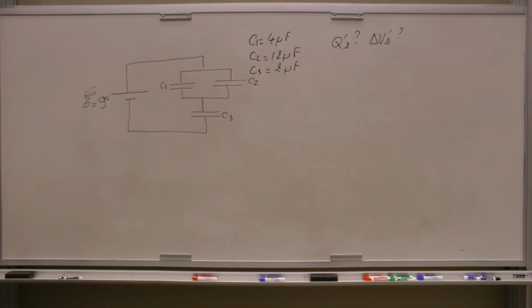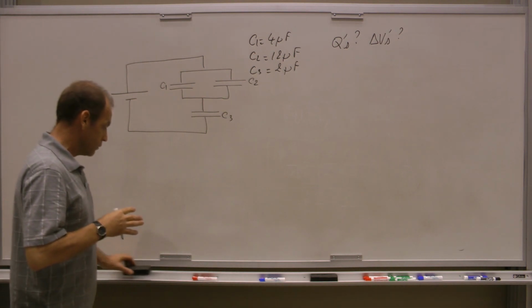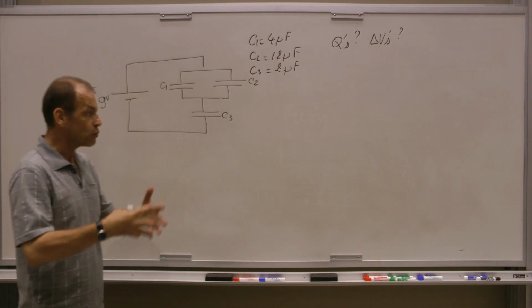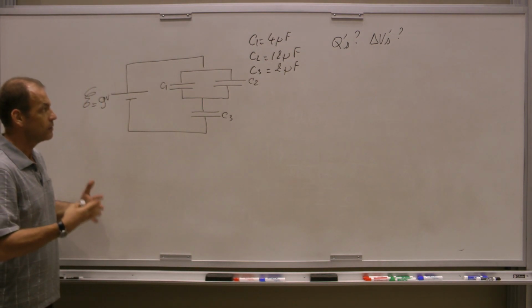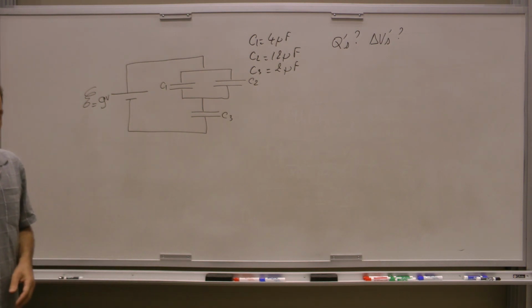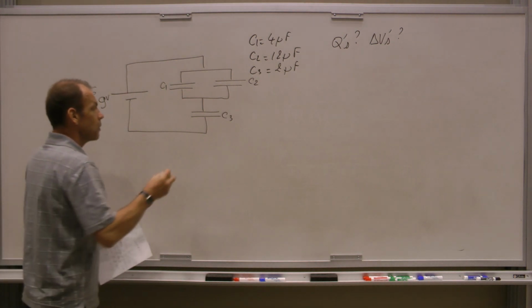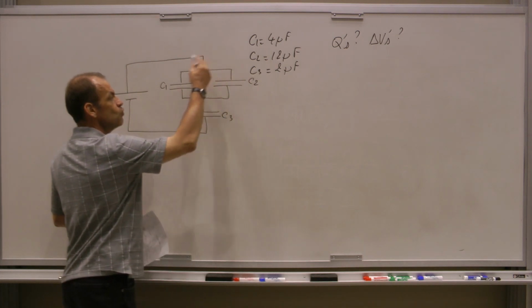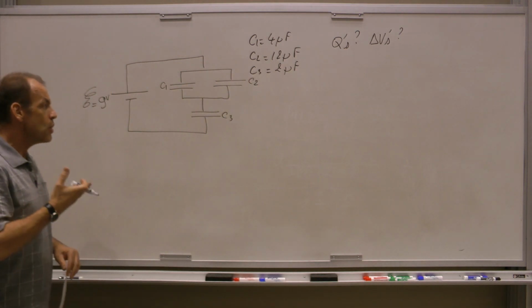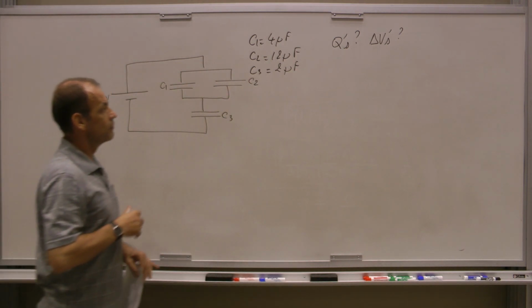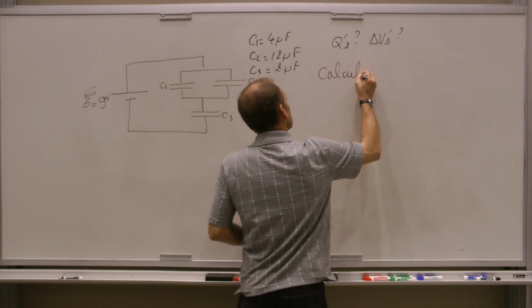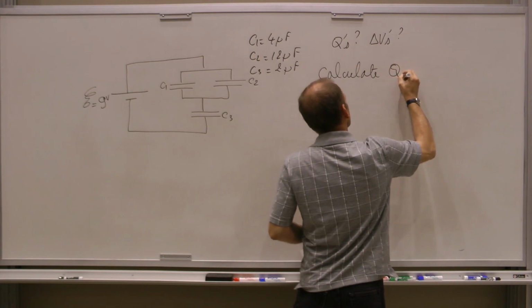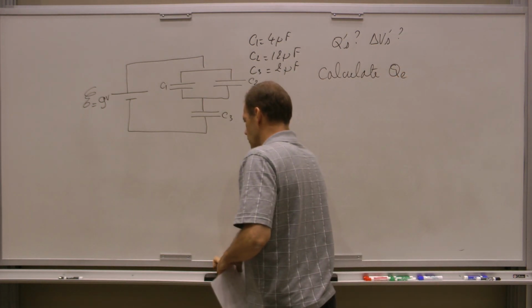So this is a classic example, and you'll see that structure repeated over and over again in these types of exercises. You always follow that same pattern, that same structure. So first thing you need to do is combine all these capacitors into one single equivalent capacitor. First step: calculate the capacitor equivalent, C equivalent.